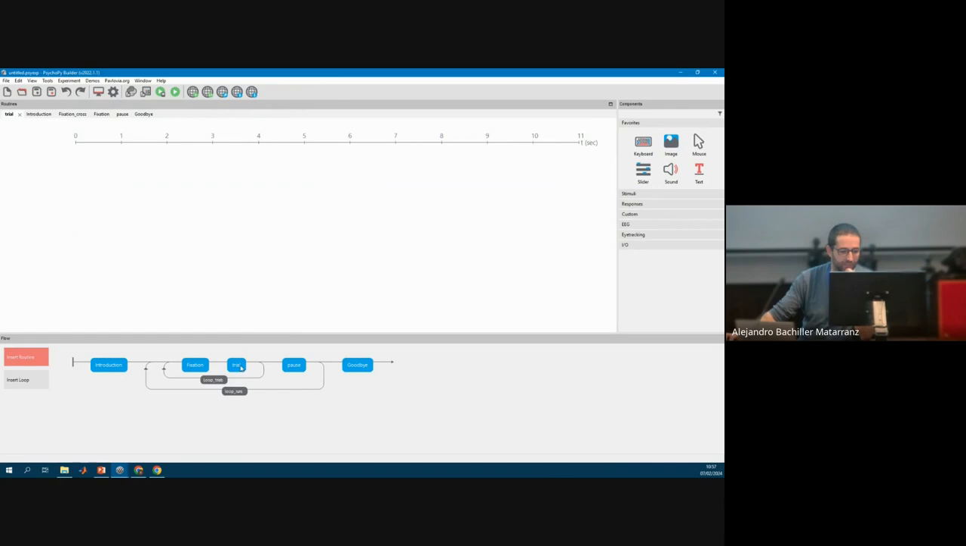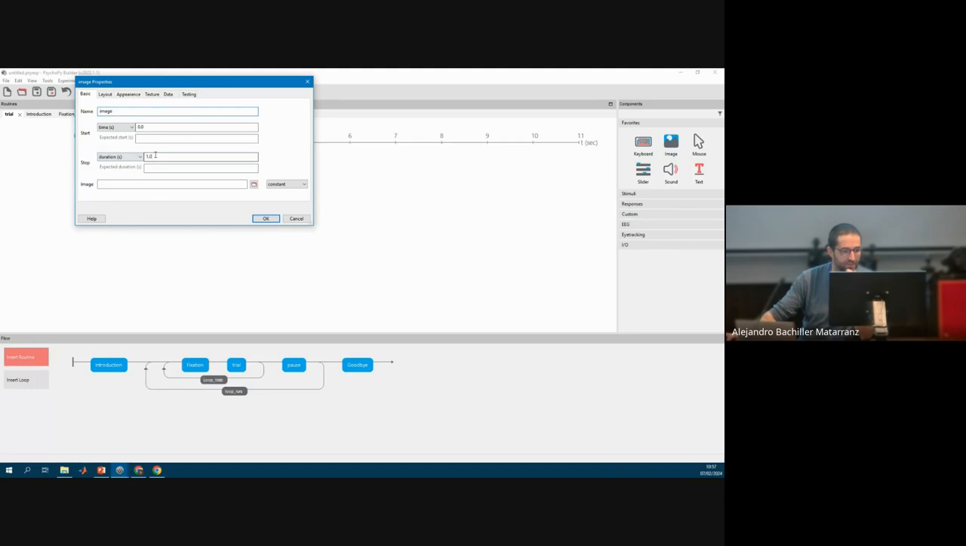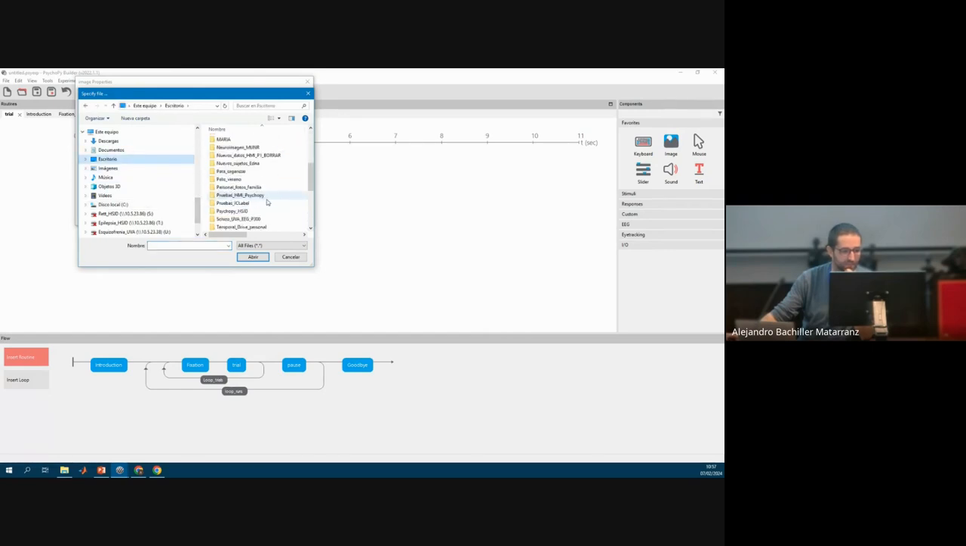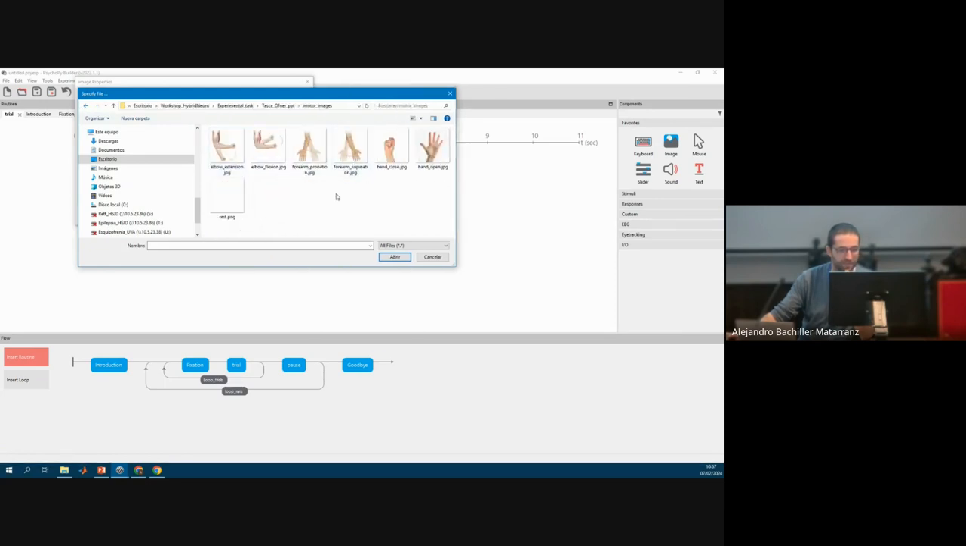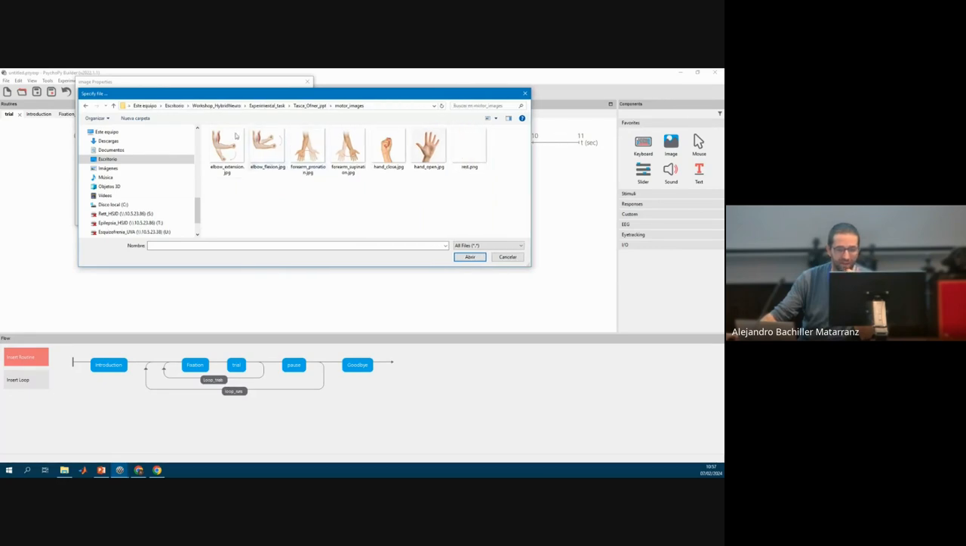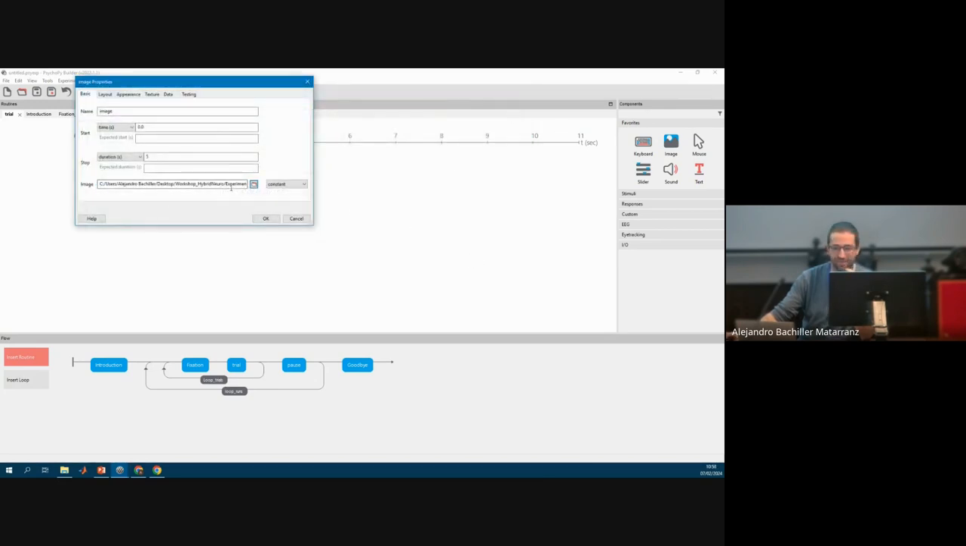Then we can define the trial. I forgot one thing. The trial in this case is an image, okay? And this image has a duration of 5 seconds. I have this image, but which image can I select? One of them. If I select one there, always appears the hand. Always, always, always. We need to define a mechanism to alternate between this kind of image.